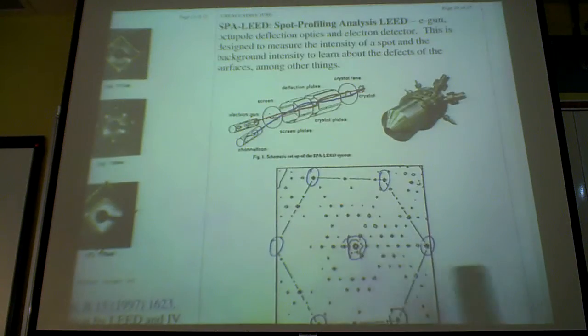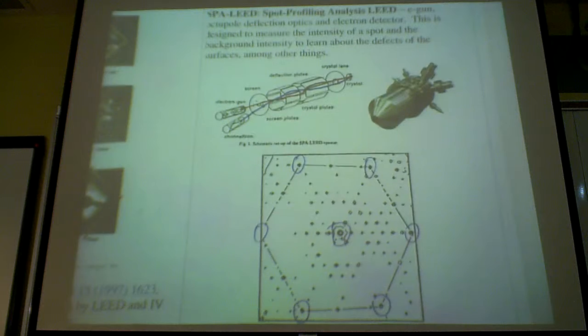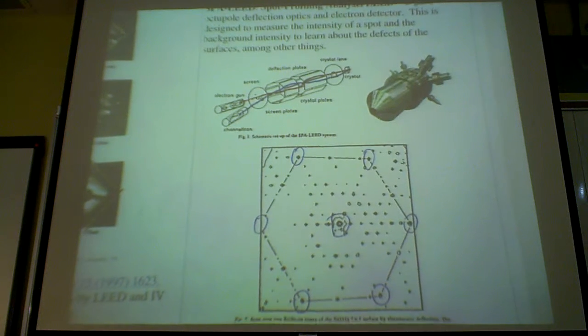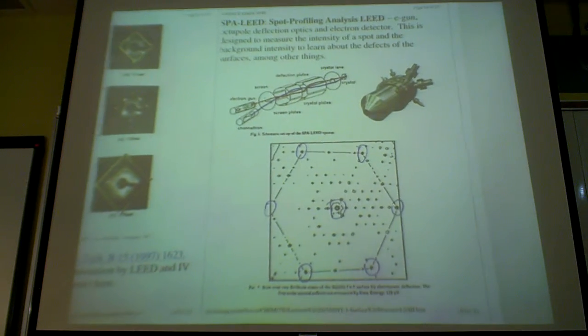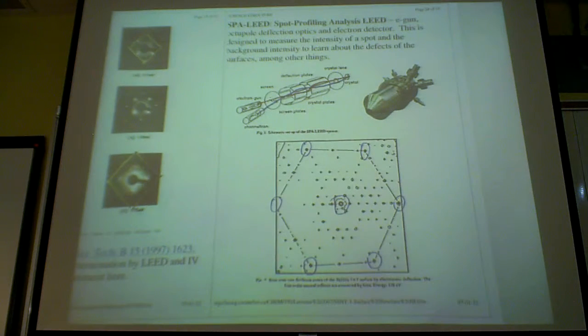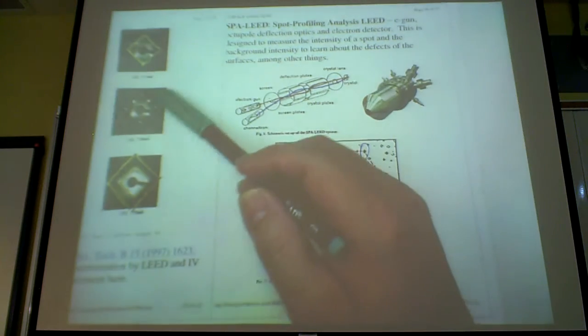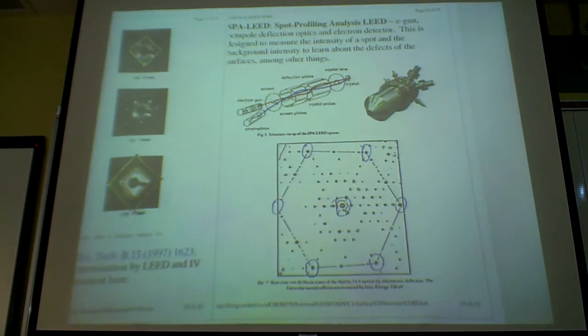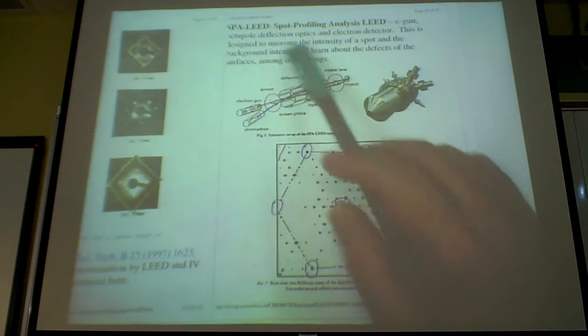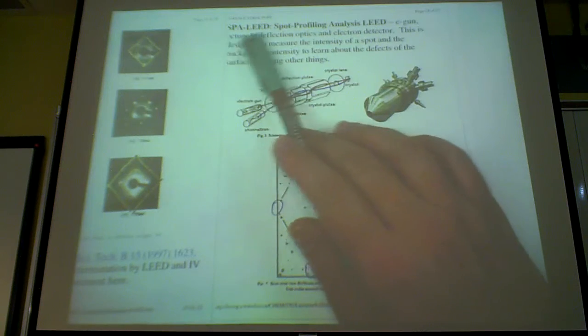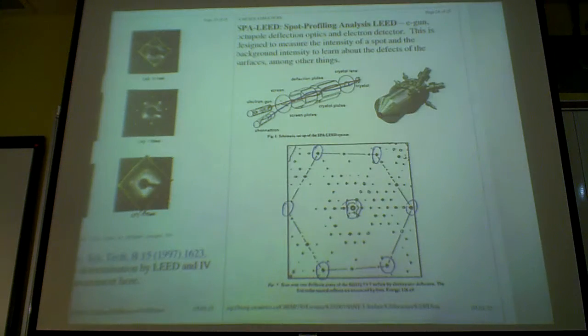Okay, and just to be complete, there are other ways that you can measure LEED pattern in addition to just pattern recognition. So far we just talked about pattern recognition, just seeing the spot pattern, but nowadays you can actually measure the intensity of an individual spot. In the 80s or so, there was a new type of LEED optics system, which is called SPA-LEED, which stands for spot profile analysis LEED.